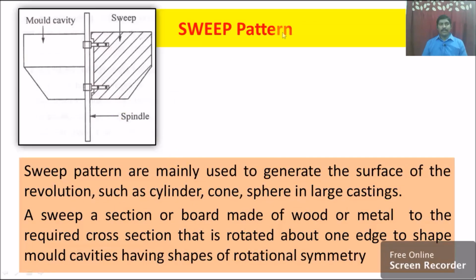Next one, sweep pattern. So in this diagram the mold cavity is available, the sweep is also available, and in between the spindle is available. So the attachments of your spindle, sweep and then mold cavity. Sweep patterns are mainly used to generate surfaces of revolution such as cylinder, cone, sphere in large castings. A sweep is a section or board made of wood or metal to the record cross section that is rotated about one edge to shape mold cavities having shape of rotational symmetry.